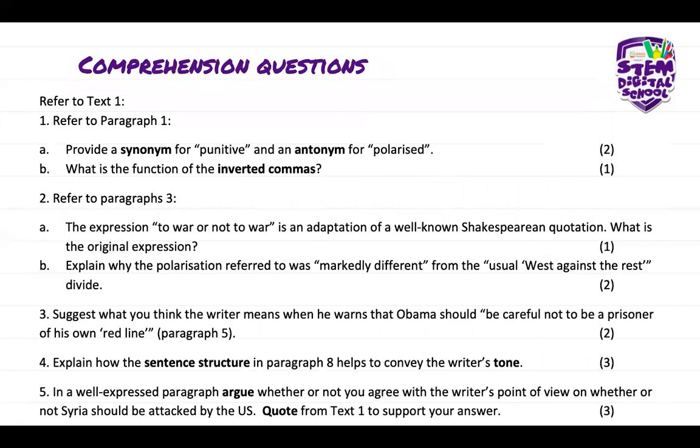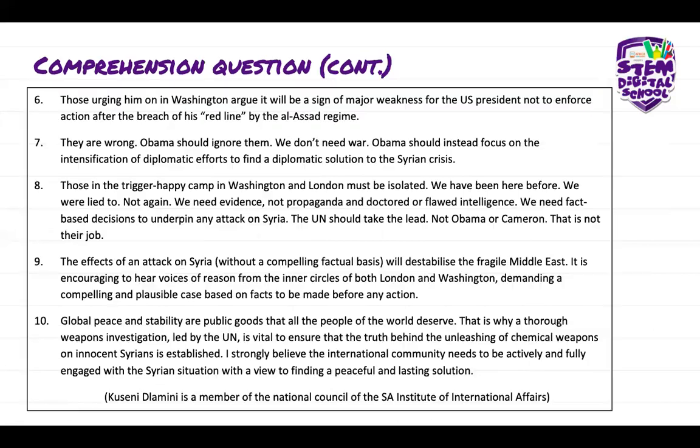Explain how the sentence structure in paragraph 8 helps convey the writer's tone. I'll leave this for a minute here so that you can see, look at the way the sentences are written. Look at the length of the sentences as well. Look at the use of the sentences, and also look at the punctuation marks used in those sentences. Okay, I'll give you a minute just to have a look.